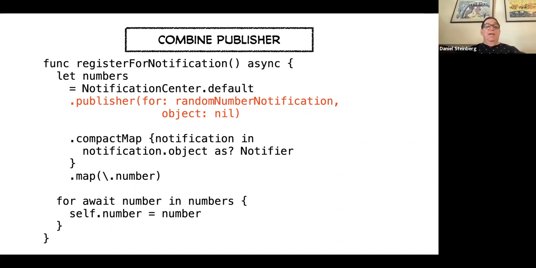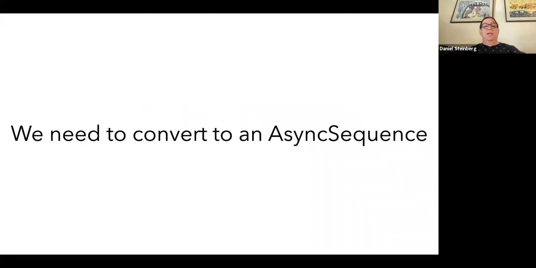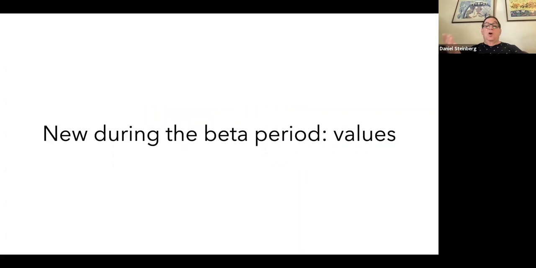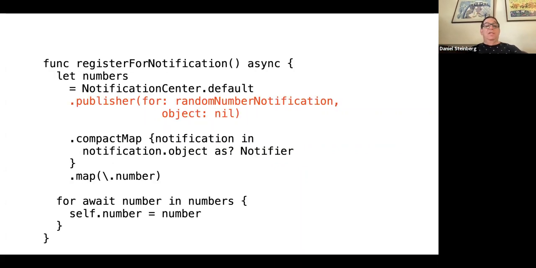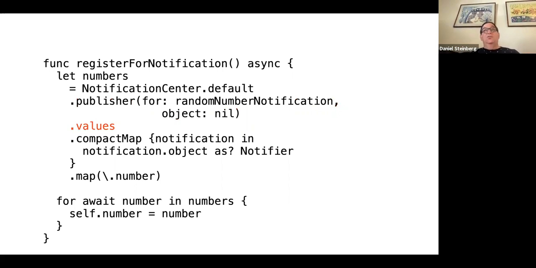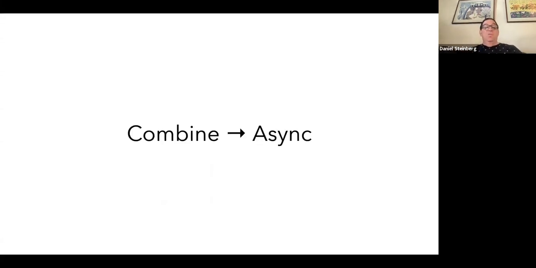Apple recently gave us a computed property, and that computed property is called values. So we take this and we put dot values underneath, and dot values is what takes a Combine publisher and turns it into an async sequence. And so that is how we bridge in the other direction. And that's kind of nice. That gets us from Combine to async, and now we can go either direction.